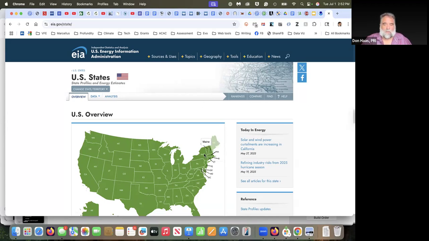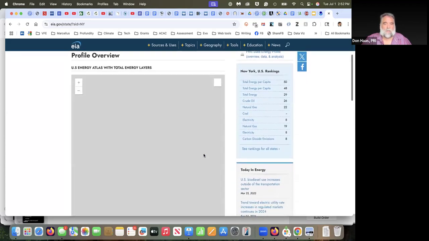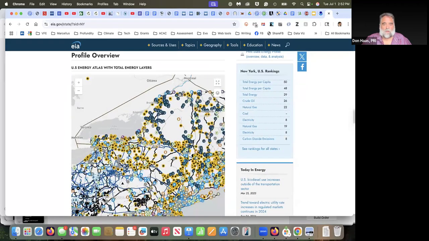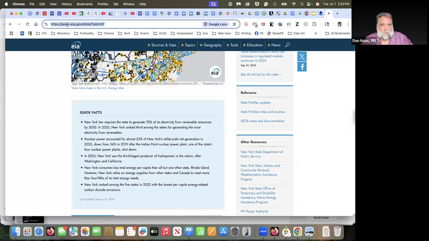So this site is a really fascinating site. It has an interactive map of essentially all of the energy infrastructure in the US. It also has really nice overviews of energy summaries by state. And I'll put that link in the chat for you too. So this will take you straight to the New York page. If you chop off the stuff after the last slash, that'll bring you to the national map.